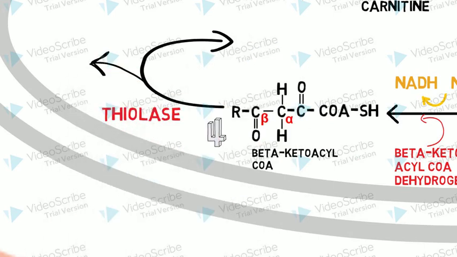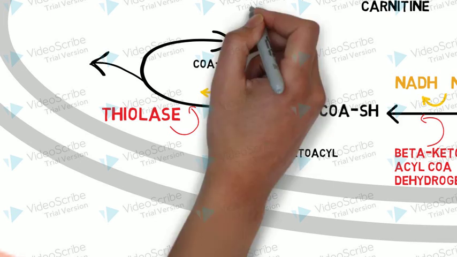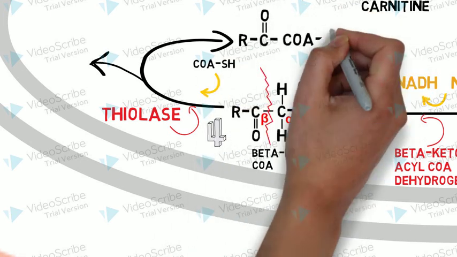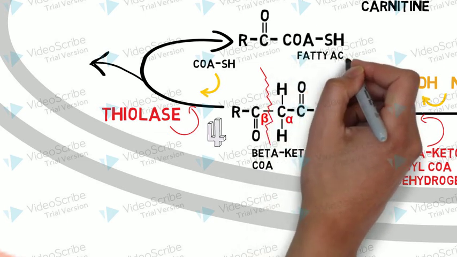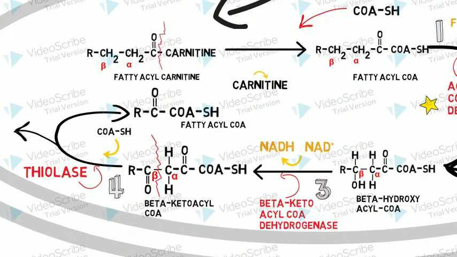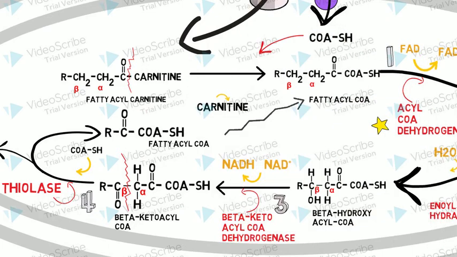In the fourth and final step, we add a very special enzyme called the thiolase. It does two things. First, it cleaves the bond between the alpha and beta carbon, and second, it adds a CoA to the beta carbon after that bond is broken. What are the two products formed? As mentioned, thiolase adds a CoA to the beta carbon, and this forms a new fatty acyl-CoA. Where is this fatty acyl-CoA going to? It goes back over here and gets recycled, and it will go through another round of beta oxidation.